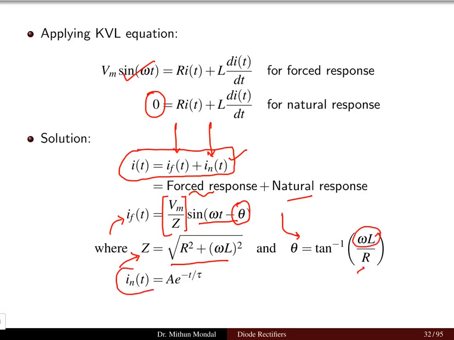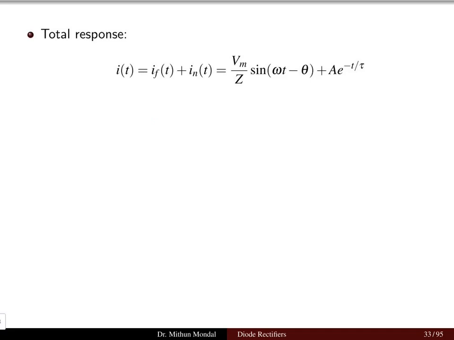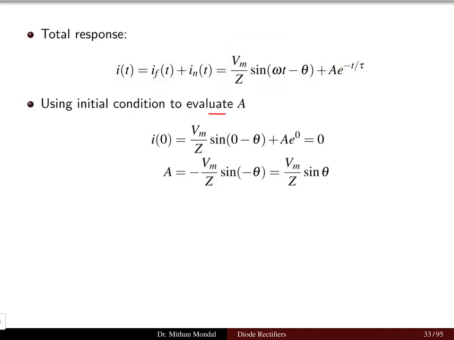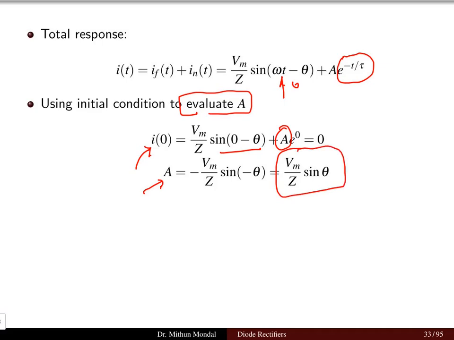The natural response of the current can be computed as A into e to the power minus t by tau, where tau is the time constant and A is a constant. So the total current i(t), which is the summation of the forced current plus the natural current, we can now add, where this constant A we need to compute. To evaluate the constant A, we can put the time to be 0. So the current i(0), we can put in this equation, and here we will get e to the power 0 is equal to 1. So we have the A term here, and then we can compute A. A is basically Vm by Z into sin theta.